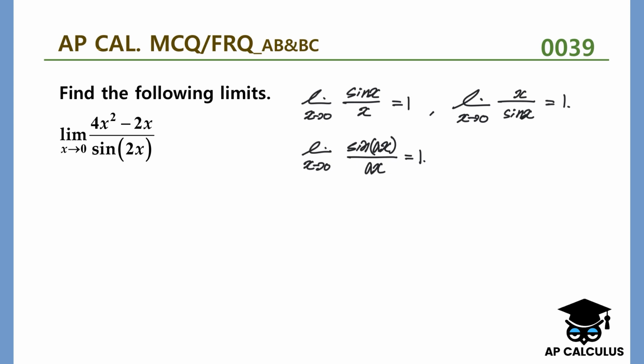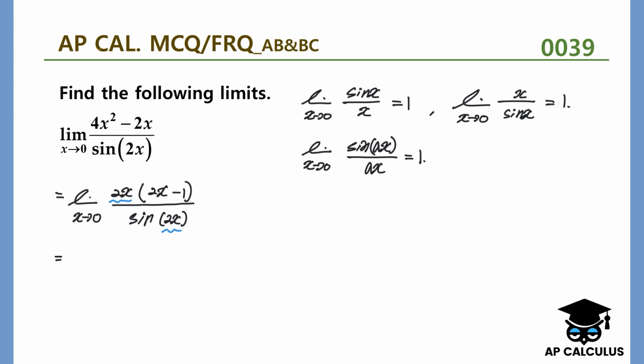We have the limit of 4x squared minus 2x, so we're going to factor that. The limit as x approaches 0 is going to be 2x times (2x minus 1) over sine 2x. Look at this: these two expressions are equal to each other, right? So the limit as x approaches 0 of this expression approaches 1, using these formulas. Does that make sense?